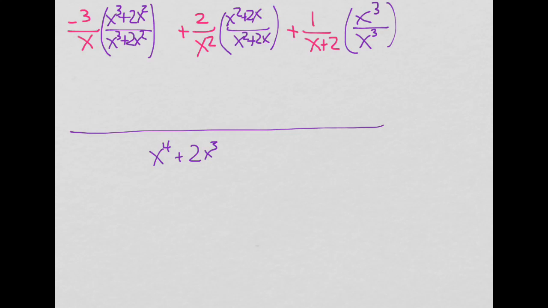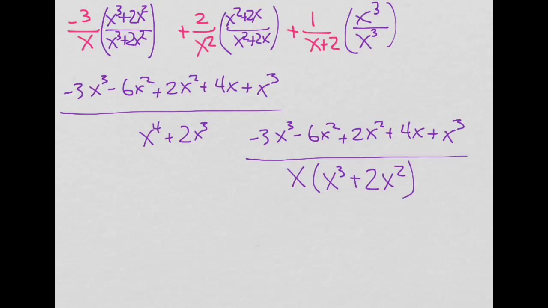And now let's just go up and add all our numerators together. So I'm going to distribute the negative 3 into that first x cubed plus 2x squared term right there. So I'm going to get negative 3x cubed minus 6x squared. Then my next fraction, I'm going to have plus 2x squared plus 4x. And then my last one, plus x cubed.